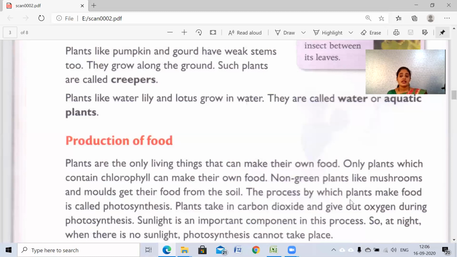The process involved is photosynthesis. For this process, sunlight is an important component. If sunlight is not there, the photosynthesis reaction will not take place. Plants will not prepare their own food. So plants mainly depend upon sunlight for preparing their own food. Okay, now. So at night, when there is no sunlight, photosynthesis cannot take place. Okay, children?